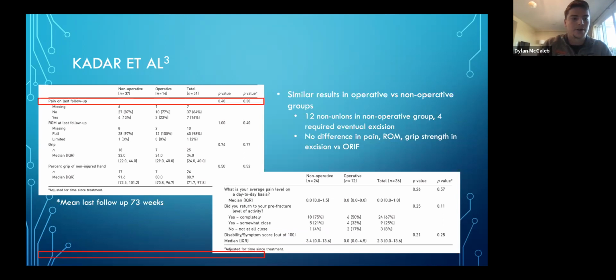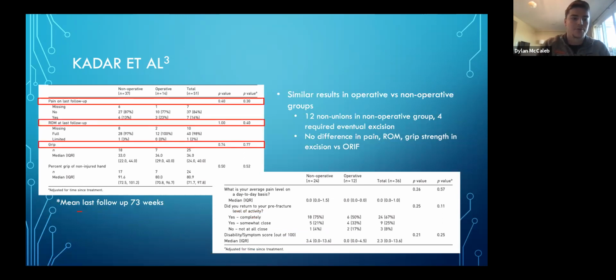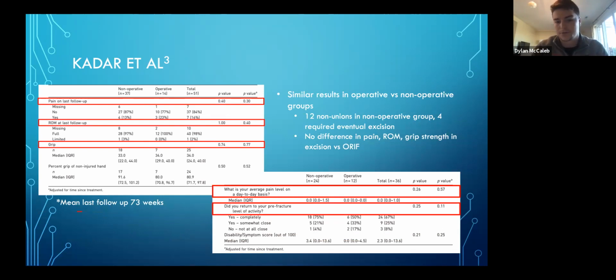So when comparing pain, range of motion, and grip strength of the non-operative and operative groups, there's no statistical significance between outcomes, as well as overall pain scores and subjective returning to activity. So I took this as, you could manage them both operatively and non-operatively fairly well. Both pretty good options depending on the patient's overall goals.